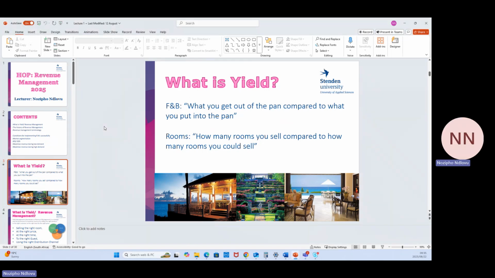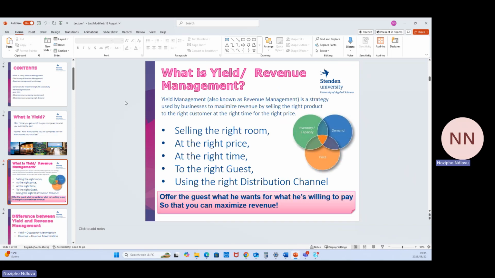So when it comes to rooms, how many rooms can you sell compared to how many rooms you have? If you have 10 rooms, how much can you sell each and every room for? Are you going to charge different prices for all those rooms? And how do you determine what price you will be charging? So what is yield or what is revenue management? It's about selling the right room at the right price at the right time.